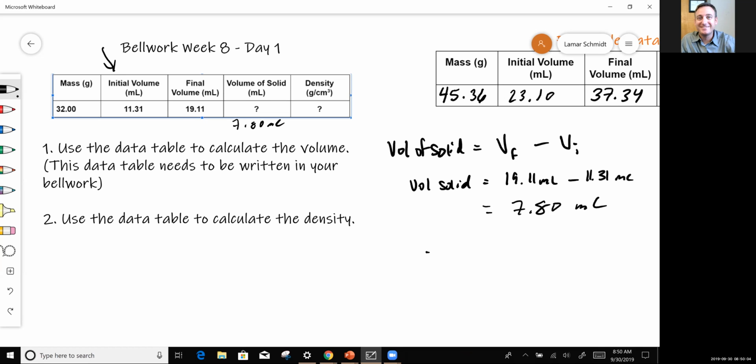Question number 2 says use the data table to calculate the density. Well, if you know that density is equal to mass divided by volume, and you already know the mass because it's given in the data table, 32.00 grams, and you know the volume because you calculated in number 1 is 7.80 milliliters, this is a simple division problem. And so go ahead and get your calculator and get your answer there.